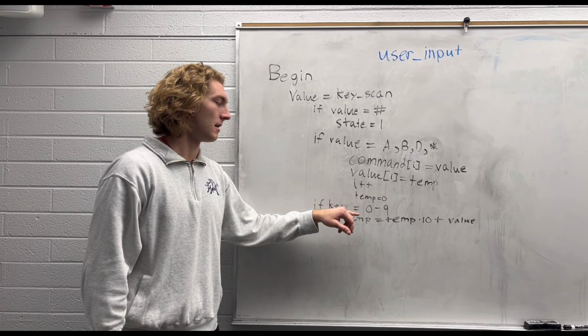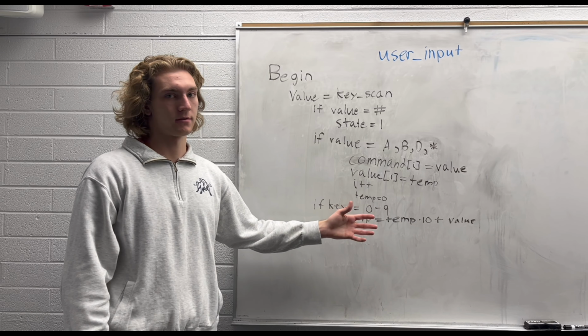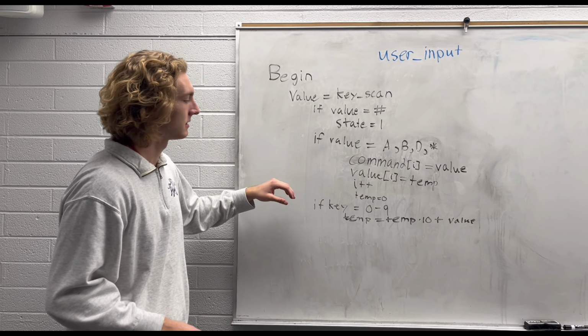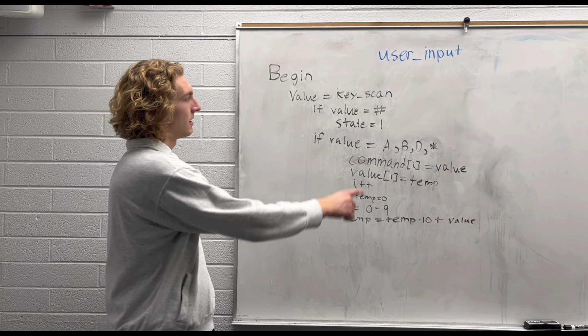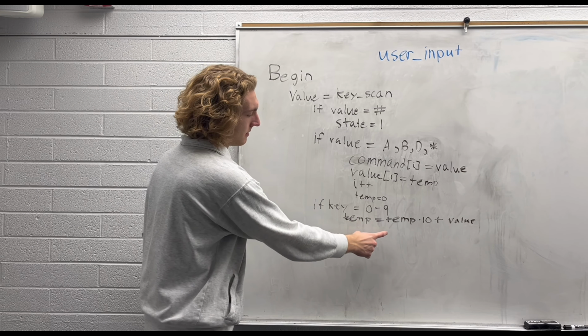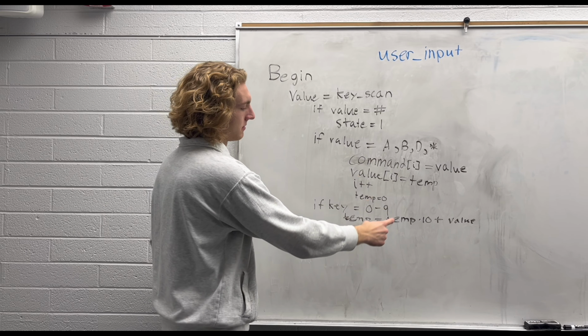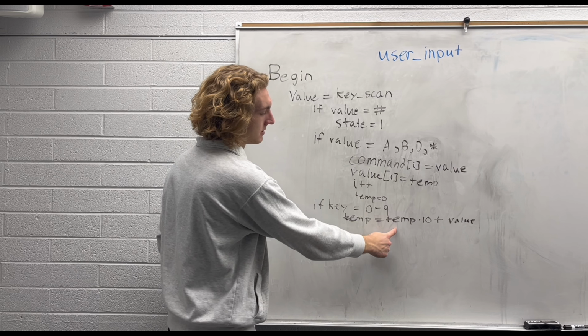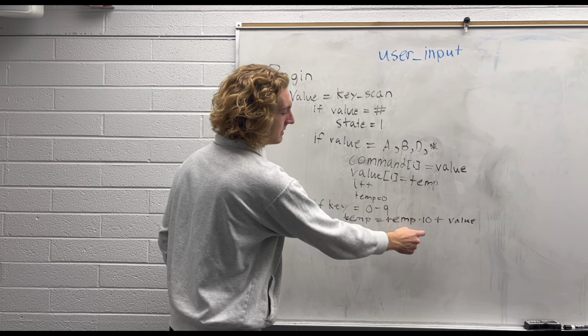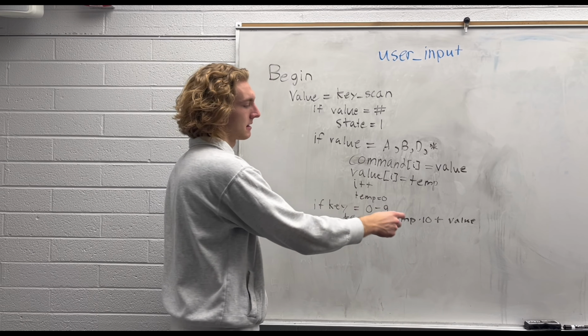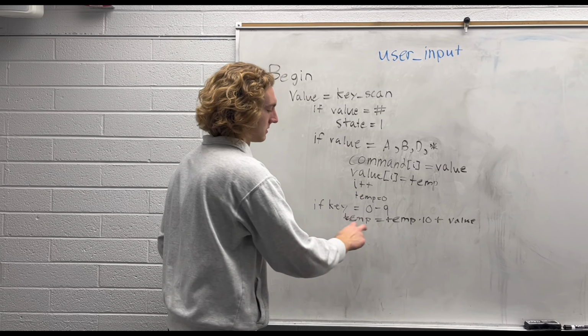Lastly, if a number is pressed, 0 through 9, or multiple numbers are pressed, let's say 12 for example, it will store that first digit, 1, in this temp variable. Then it'll go through with the second digit, multiply that first digit by 10, so 1 times 10 giving us 10, and add that second digit, which is 2, to give us 12.